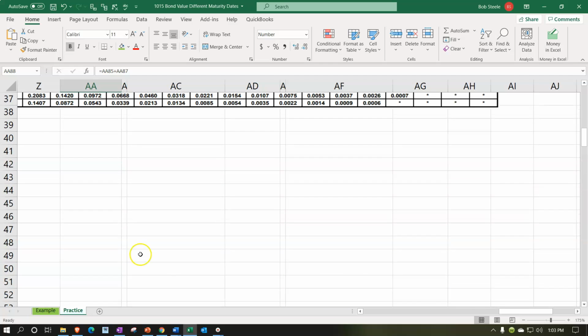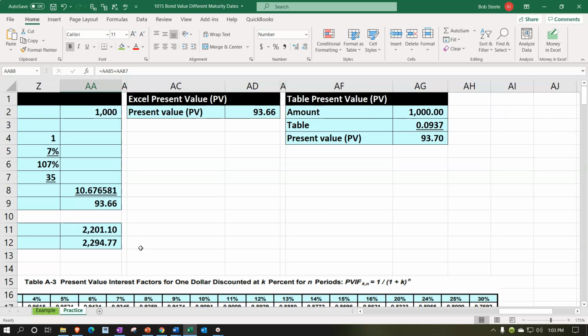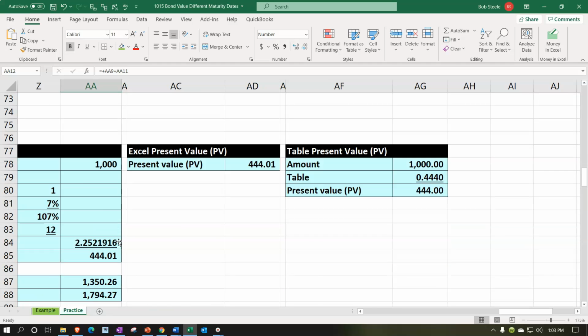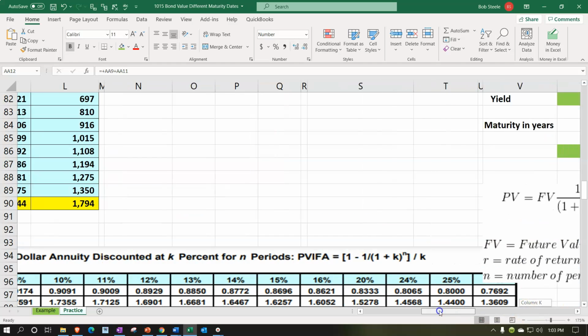So we have here the 1794.27, which of course is different from what we got up top last time, which was the 2294, because this one would be paying us for a much longer time than the second option. Now let's go all the way to the right and let's do it one more time.